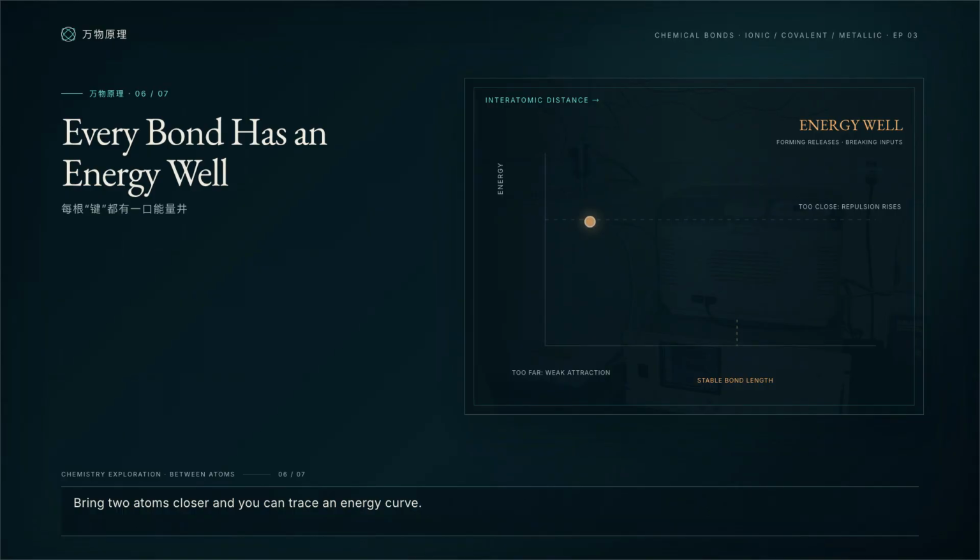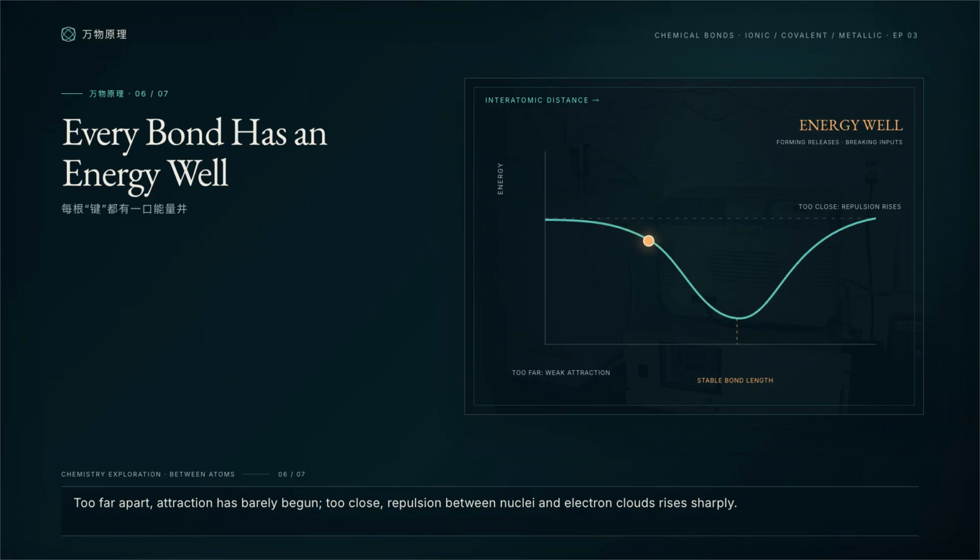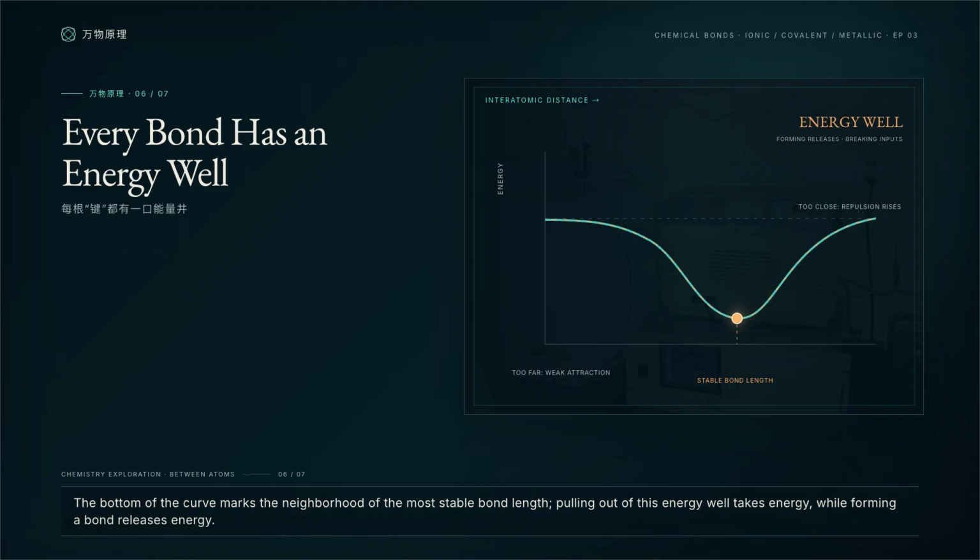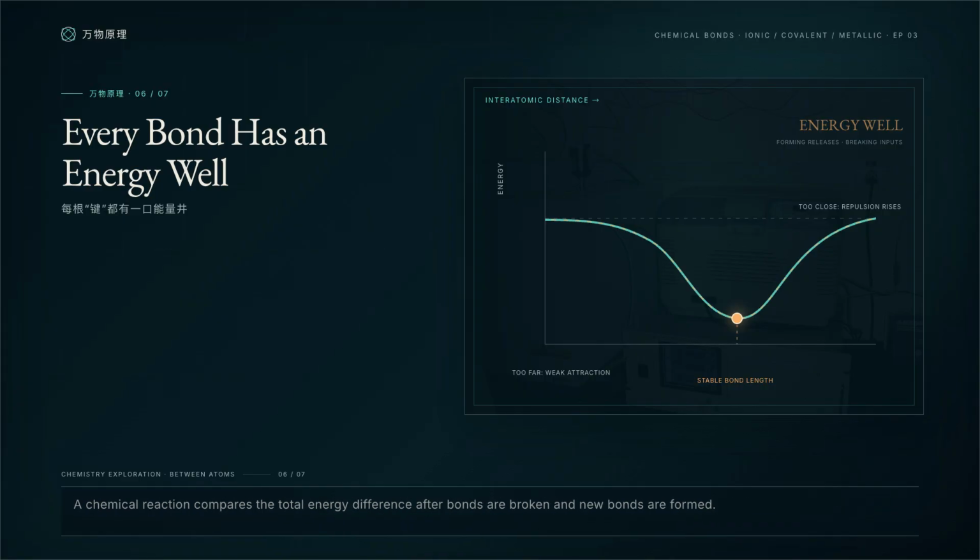Bring 2 atoms closer and you can trace an energy curve. Too far apart, attraction has barely begun. Too close, repulsion between nuclei and electron clouds rises sharply. The bottom of the curve marks the neighborhood of the most stable bond length. Pulling out of this energy well takes energy, while forming a bond releases energy. A chemical reaction compares the total energy difference after bonds are broken and new bonds are formed.